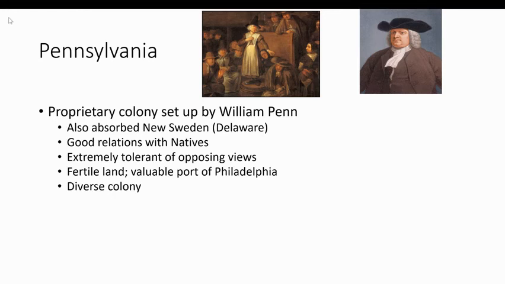Another thing to point out is that eventually Delaware, which was originally occupied by the Swedes, who had a short-lived colony in what we would call Delaware, gets absorbed by Pennsylvania. In effect, the Pennsylvania governor served as Delaware's governor, even though they elected their own assembly officials to make laws.